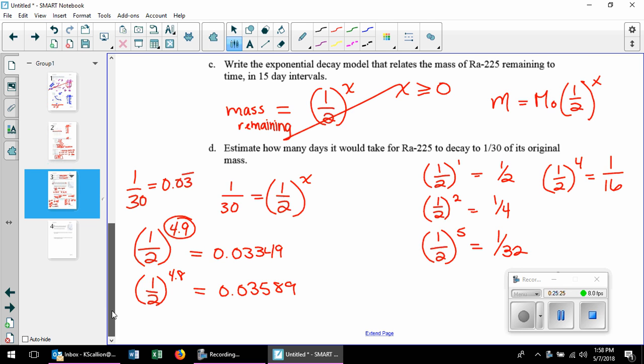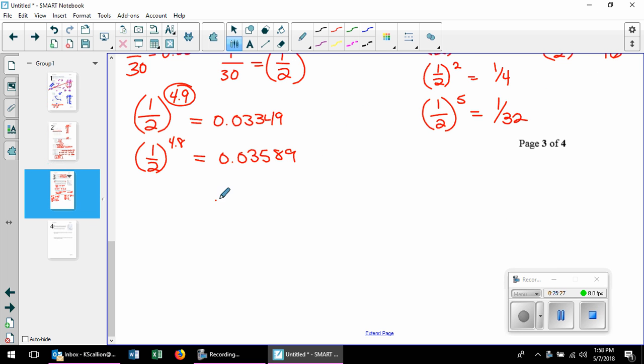Is that how many days it is? What were my increments on the x-axis? What were they measured in? 15 days. So I've only gone 4.9 intervals. And how much is each interval worth? So we're going to times that by 15. How many days do I get? So we've got 73.5 days.